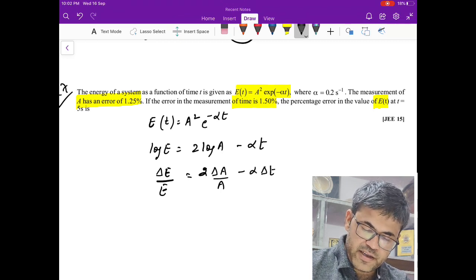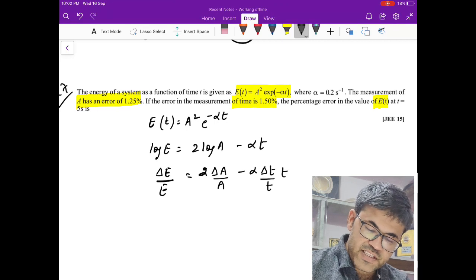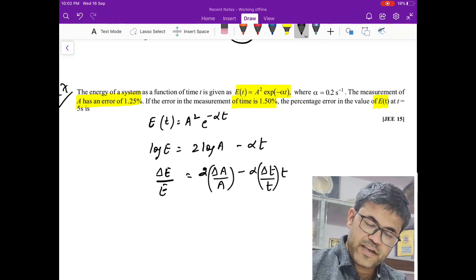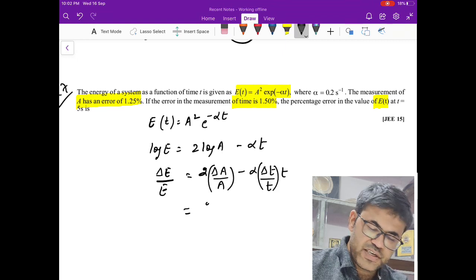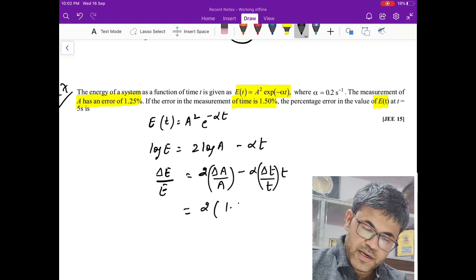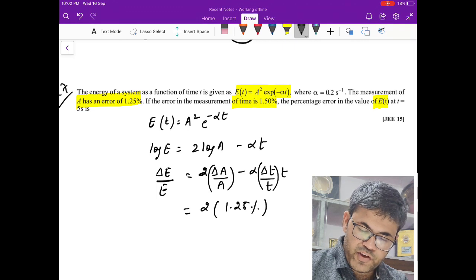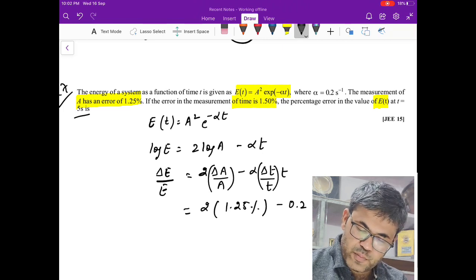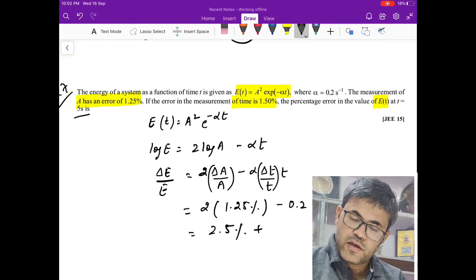Because we are given the percentage error in t, what I do is multiply and divide it by t. So this delta t by t is known, delta A by A is known, so the percentage error delta E by E I can make out. Delta A by A is given as 1.25%, and this alpha is 0.2 and t is given as 5. So put that t as 5, and this delta t by t is 1.50%. So now what you get, this is 2.5%, and this is 5 into 0.2, that is 1, into 1.5.